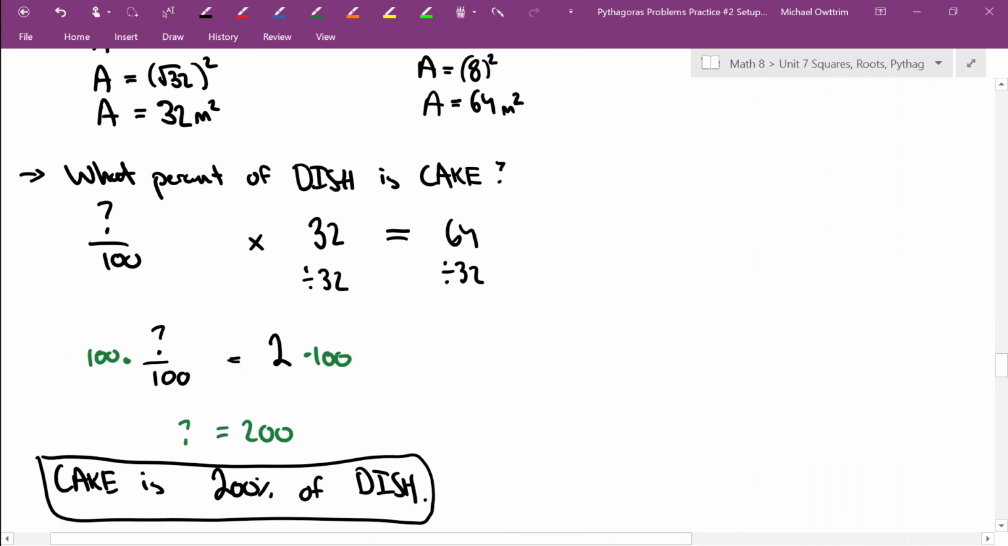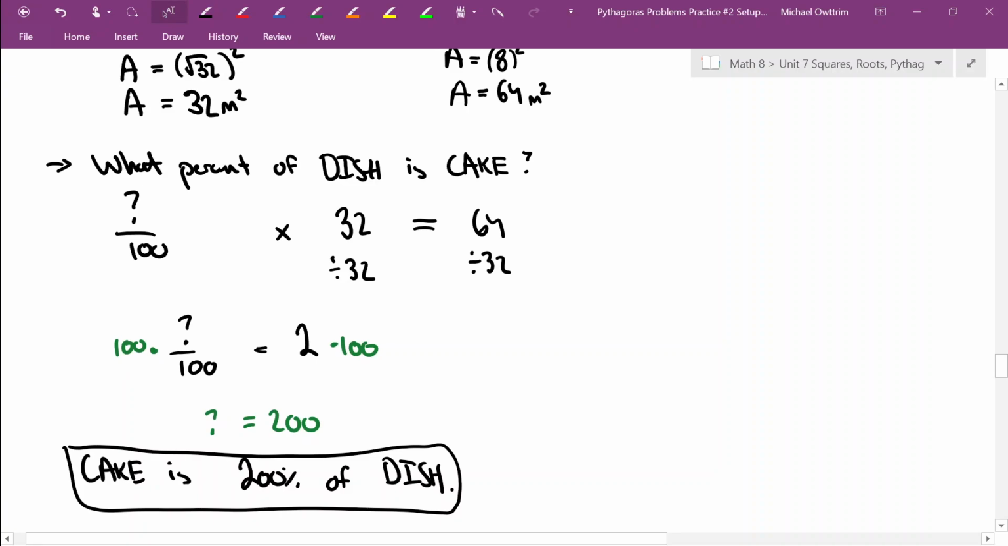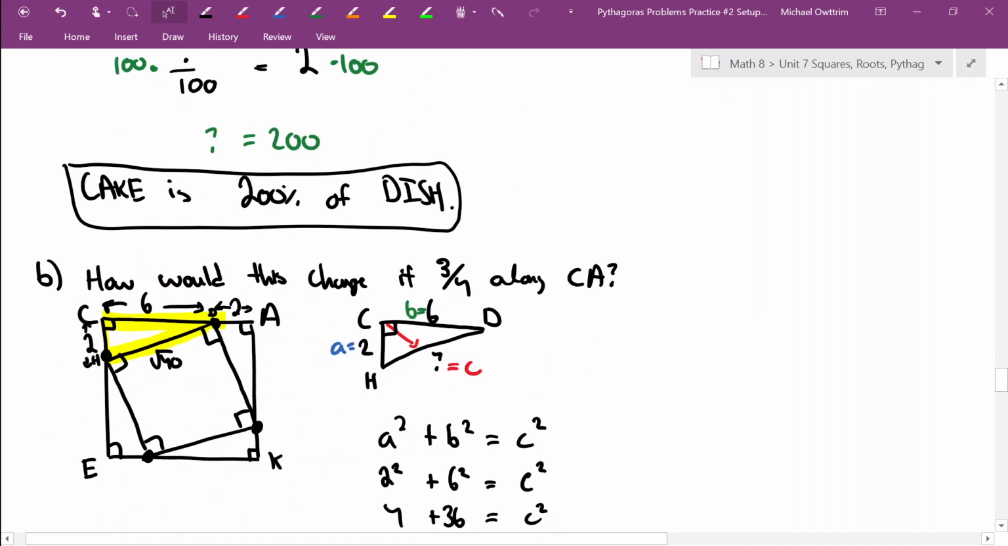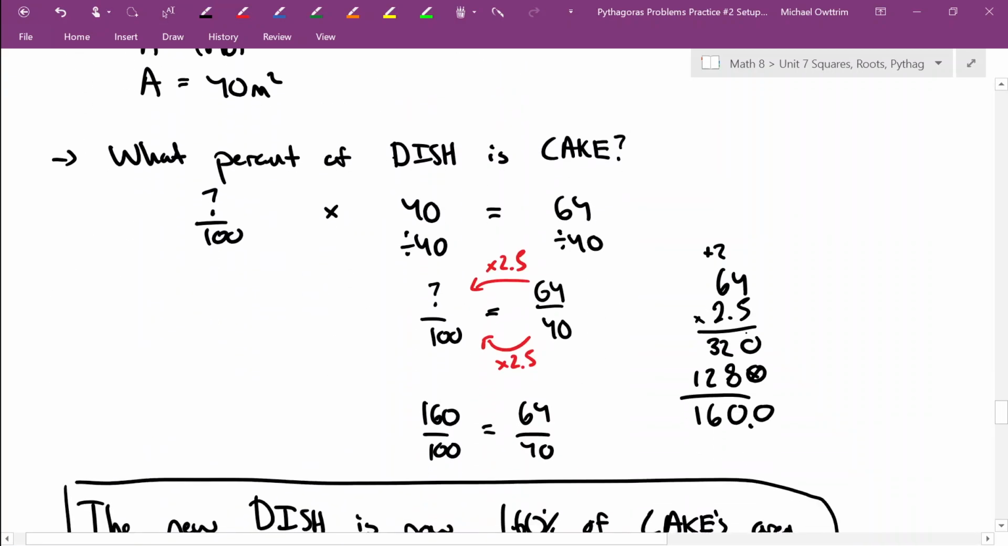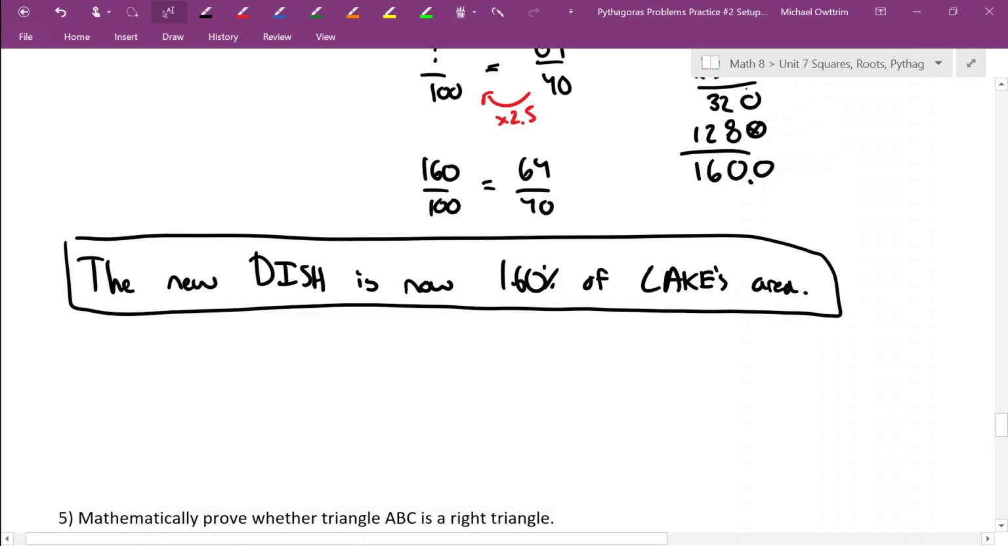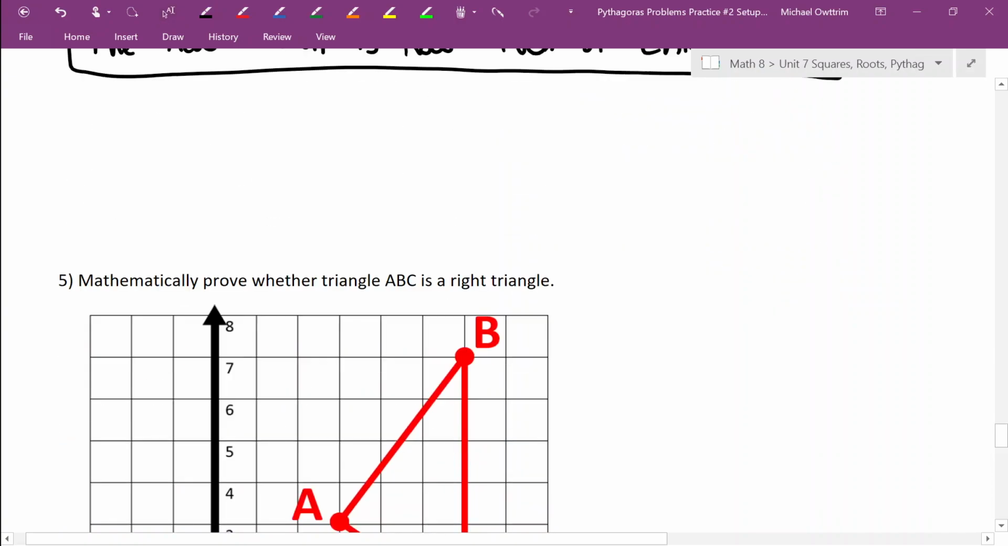Okay, it turns out that the original drawing gives us 200%, or the cake is 200% of the dish, or double as big. If we change that to 3/4 way along, of course, we just change those side lengths for where they intersect, and that gives us a triangle with sides 6 and 2 instead of 4 and 4, and that changes it to only turn out to be 160% of the cake's area.